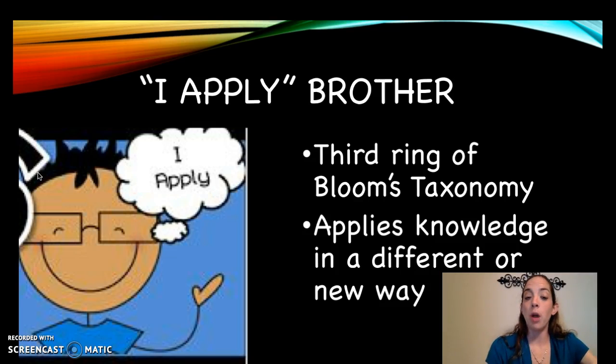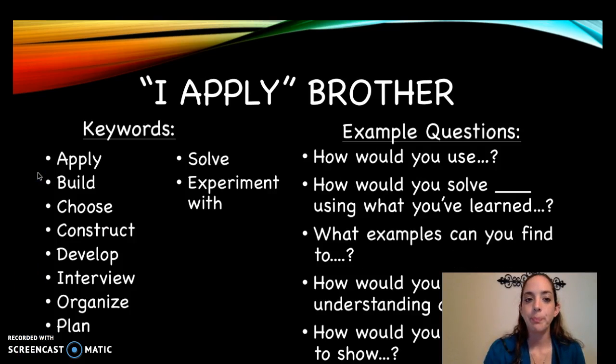The third brother of the family is the I apply brother. So he is one step again above the I understand sister. This brother can solve problems in new situations by applying information that he has learned through knowledge, facts, techniques, and rules in a different or new way. Some keywords, of course, would be apply, build, choose, develop, interview, organize, experiment with.